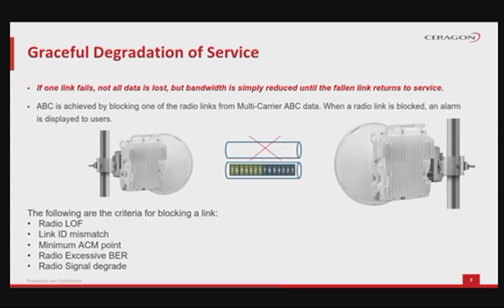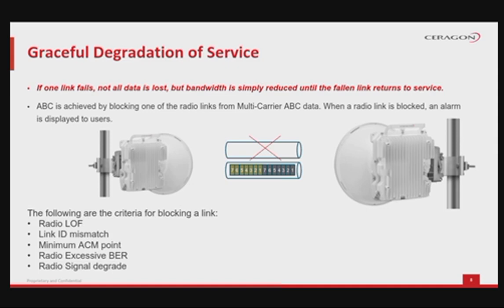Let's now look at this slide and understand what will happen if one carrier inside an MCABC group has issues or fails completely. The MCABC feature is built with graceful degradation of service in mind. This means that, if one carrier fails, not all data is lost, but bandwidth is simply reduced until the fallen link returns to service. The adaptive bandwidth control is achieved by blocking one of the carriers from multi-carrier ABC data. When a radio link is blocked, an alarm is displayed to users.